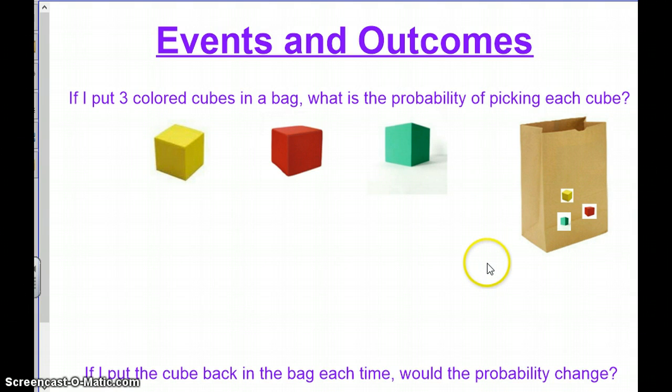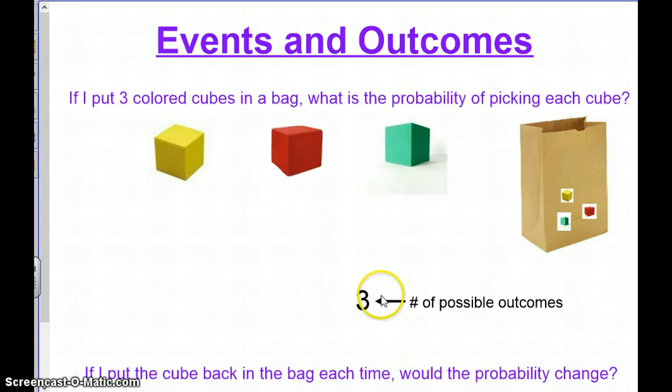Can anyone tell me what is the probability of picking out a green cube? Well, first of all, we have to know the total. Well, I know that I have three cubes in the bag, so my number of possible outcomes is 3. So our 3 goes on the bottom.